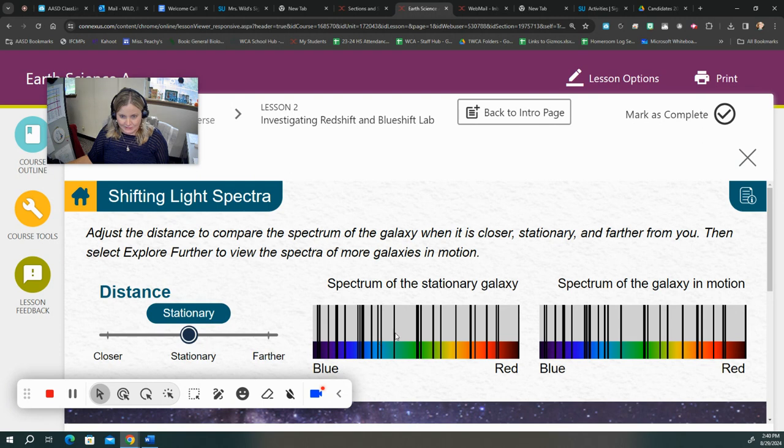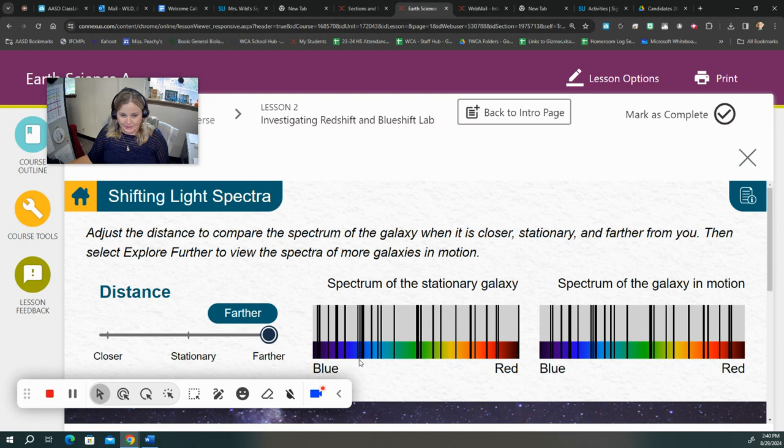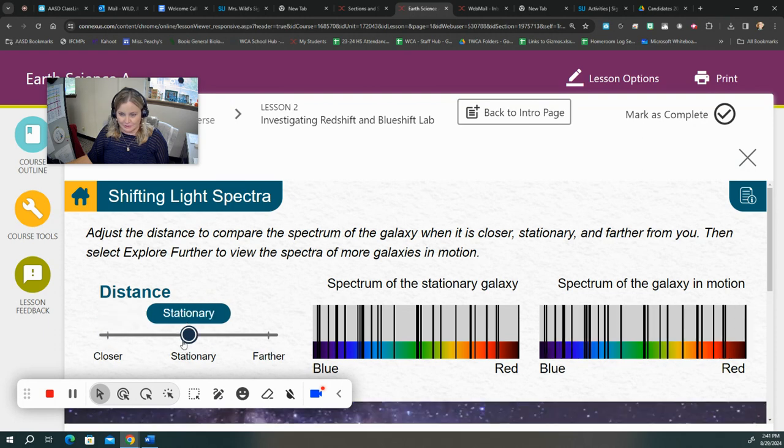These two right now are identical, left side and right side. But if we go farther, what you're going to notice is this group of 3 lines is now a little further to the right. This group of two lines is also a little further to the right. See, there's a little bit more space here than there is here. Does that make sense? So we're saying the one on the right here is red shifting because it's shifting these two lines closer to red. If we move it to the other end, I'll go to stationary first to reset it. Then we go to closer.